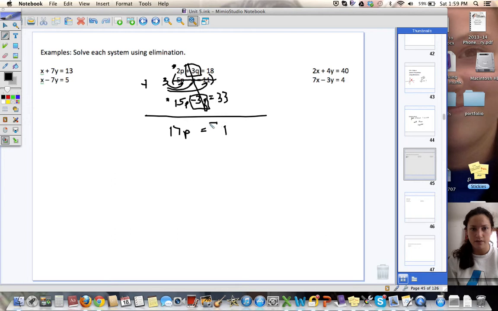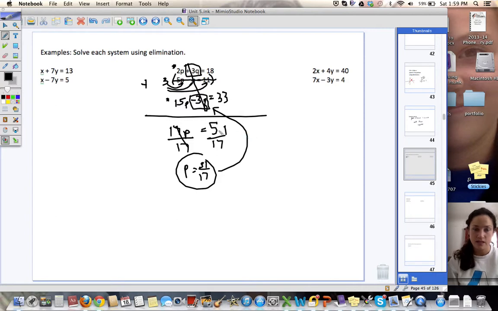3, 4, 5, yeah, 51. So then we divide by 17, and this cancels. P equals... I'm not doing that right now, I'm not going to lie. So then to find out what Q is, I take this value and I plug it back in.